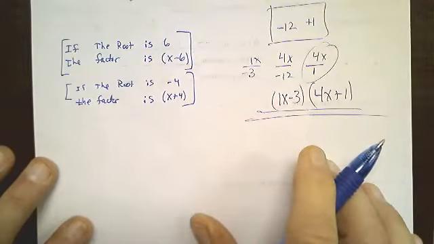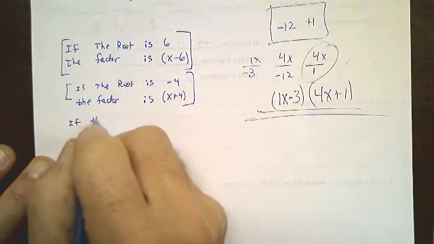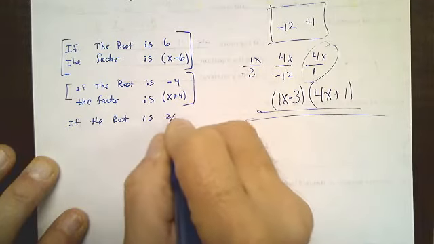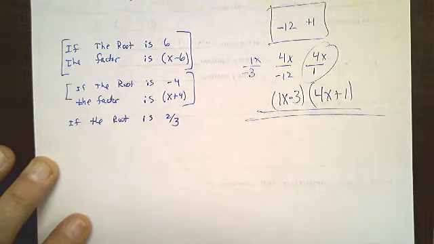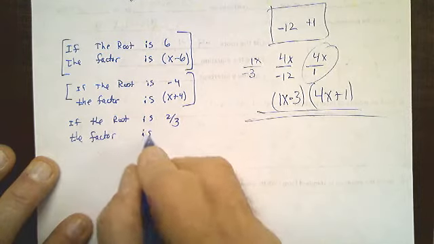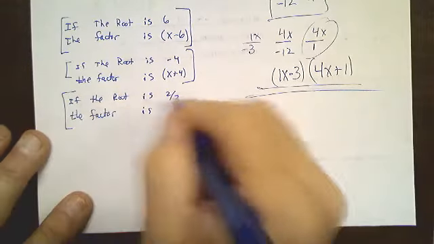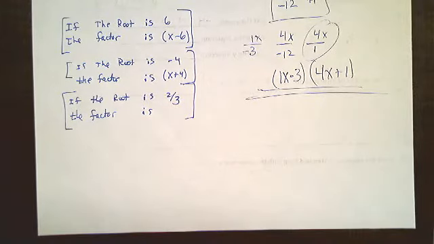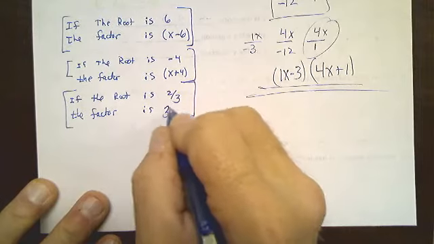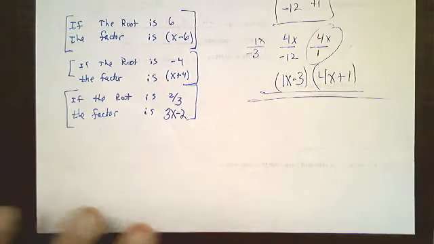I'm going to give you one more. If the root is 2/3, the factor is, don't give me x minus 2/3. I don't want that. So you want to take a stab at that one. You take the number on bottom and put the x beside it, so that's 3x, and then you make it negative 2. The factor would be 3x minus 2. I'll show you why.